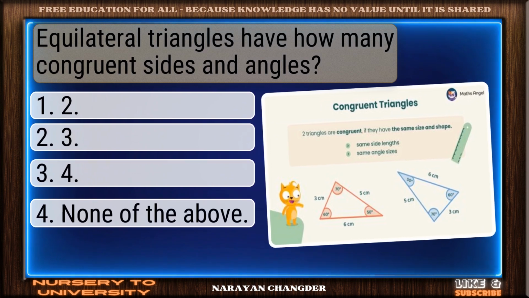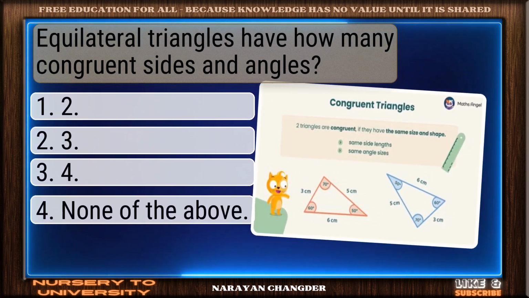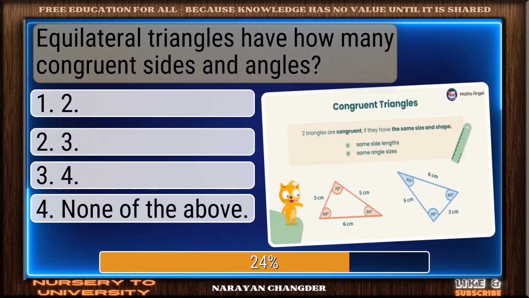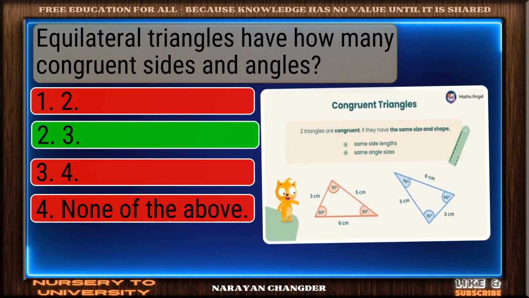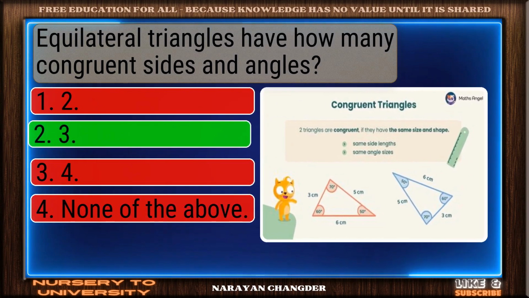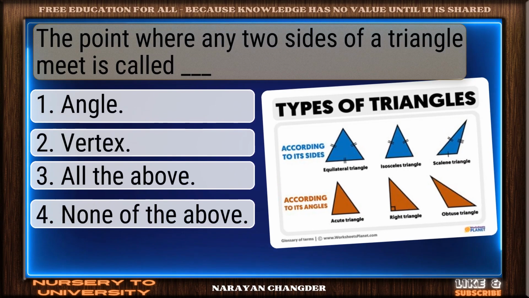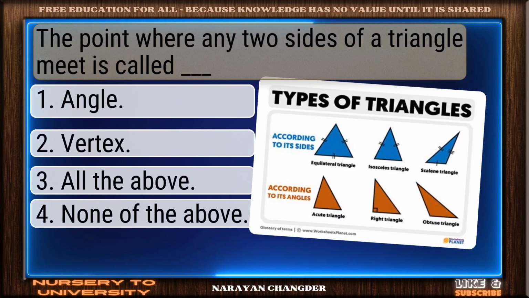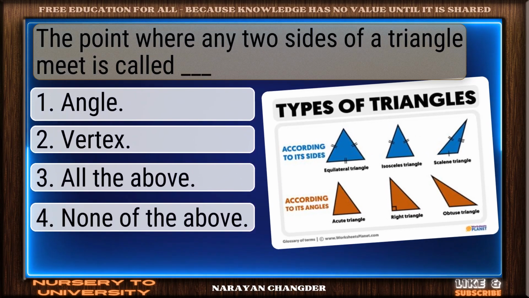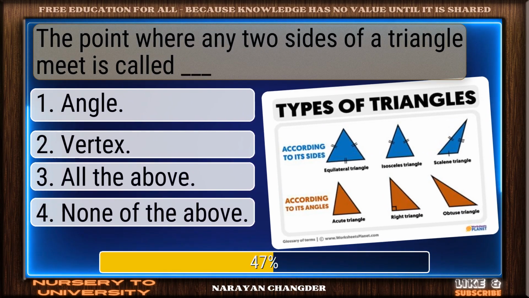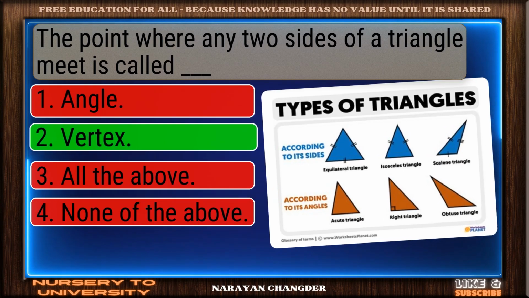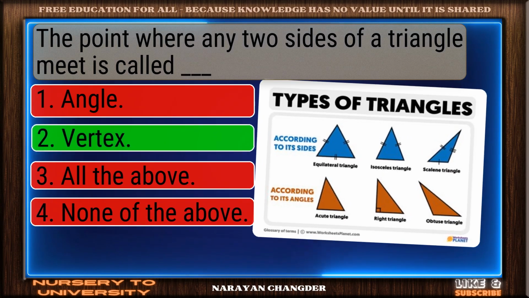Question number 17. Equilateral triangles have how many congruent sides and angles? Great thinking. 3 is the right choice. Question number 18. The point where any 2 sides of a triangle meet is called dash. Nice work. You chose vertex, and it is correct.